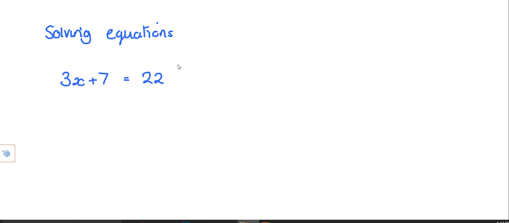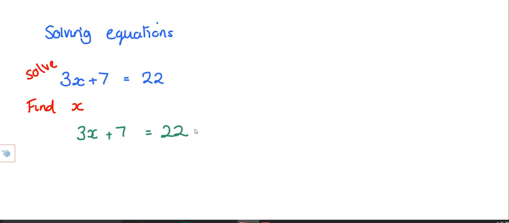So if I ask you to solve this, it means find x. I want to know what the x value was, that if I did it times 3 and then add 7, I'd get the answer 22. So I've already given you a way of doing that. I'm going to rewrite it: 3x plus 7 equals 22. What would be your method?